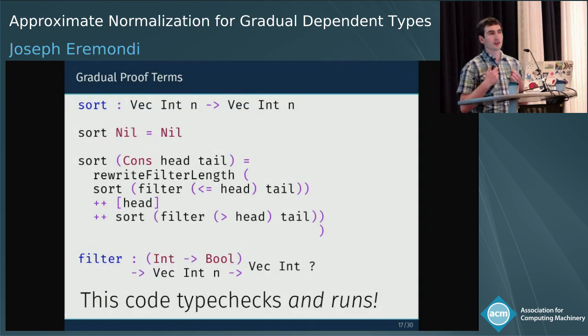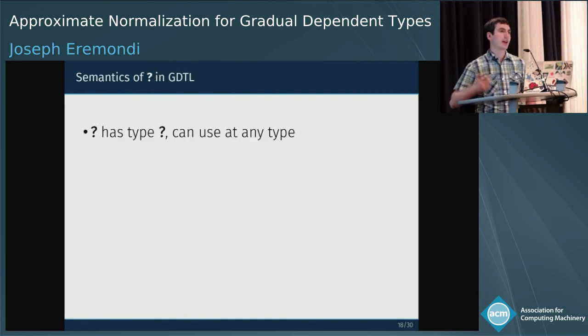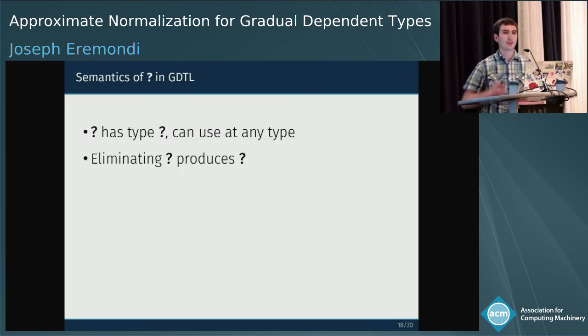But the key is that in our language, this code type checks and you can run it. So even before you finished proving, convincing the compiler that you have all the type information you need, you can test out your code, you can get a sense of its behavior, you can have a REPL running with it, because we've given a dynamic semantics to unknown. So specifically, unknown has the unknown type, which means you can use it as a value of any type. And if you ever eliminate it, you get unknown as a result.